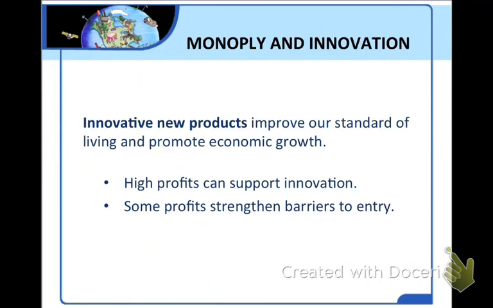Innovative new products improve our standard of living and promote economic growth. Investments in research and product development are the fuel of innovation. But while we know that monopolies charge higher prices and produce smaller quantities, the effect of monopoly on innovation is less clear. Due to contrasting influences, it turns out that monopoly power can either advance innovation or get in its way. The relatively high profits conferred by monopoly power can be invested in research and development projects.